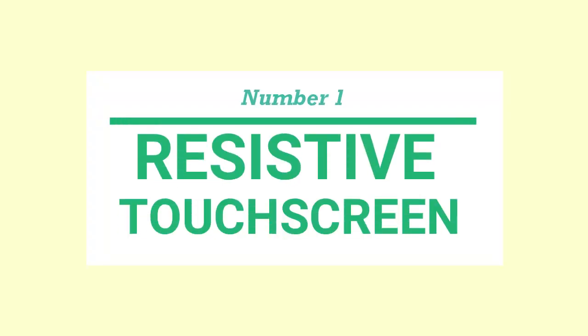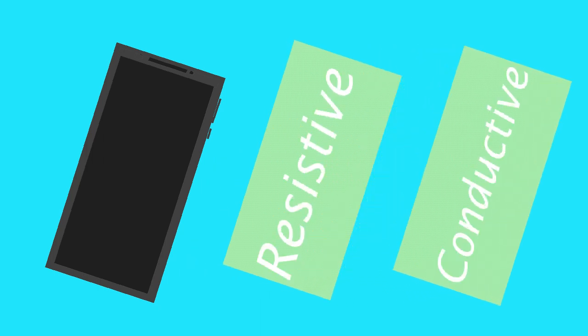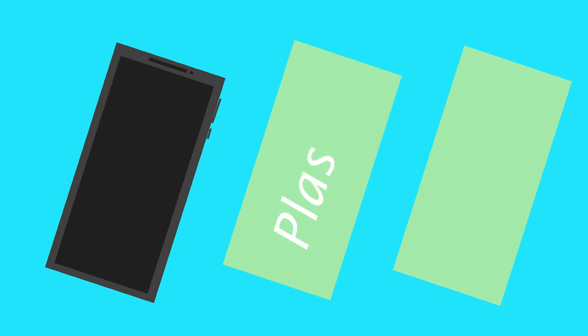1. Resistive touchscreen. It consists of two main layers. One is resistive, and the other is conductive. The upper layer is usually made of plastic, and the lower one is made of glass. These layers are separated by a small gap. When the device is turned on, both layers conduct current.